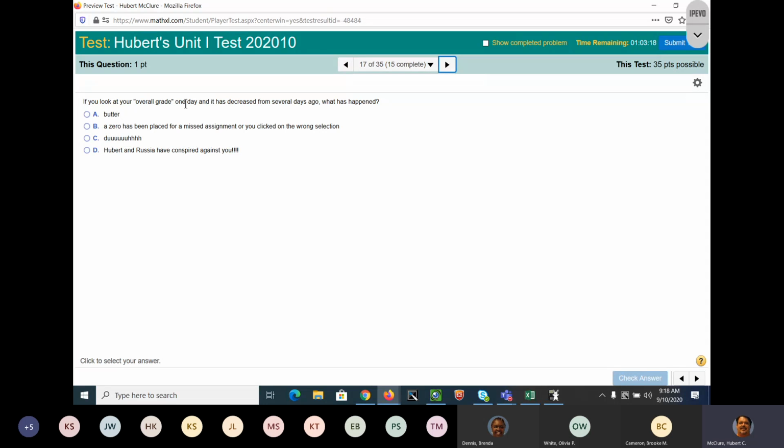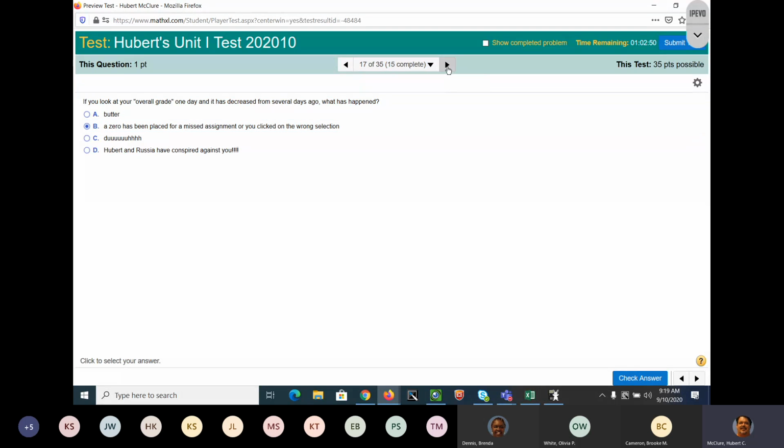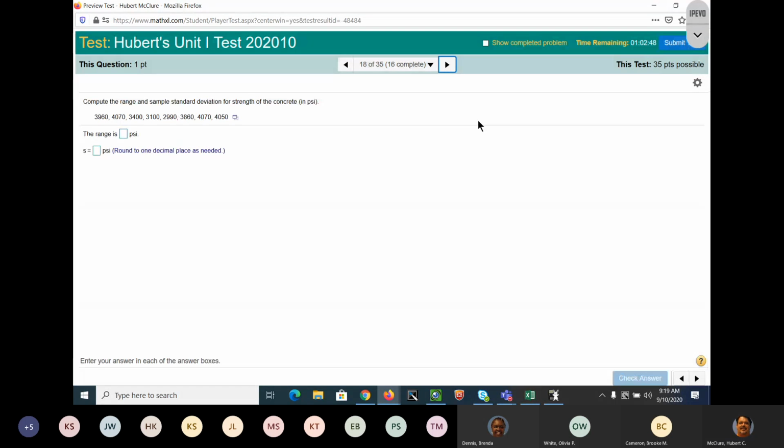If you look at your overall grade one day and it has decreased from several days ago, what has happened? A 0 has been placed in the missing assignment. So if you don't do a homework, you get a 0, and that makes your grade go down. I had to put this in there because I had a student try to tell me that she didn't know. Oh, I didn't know you got a 0. Yeah. You only had 12 years in school. What did you do? Watch TV?